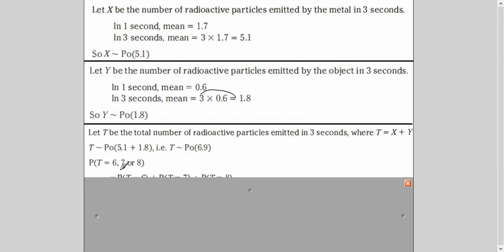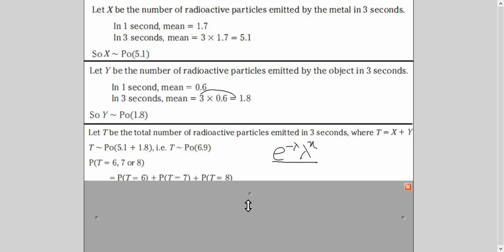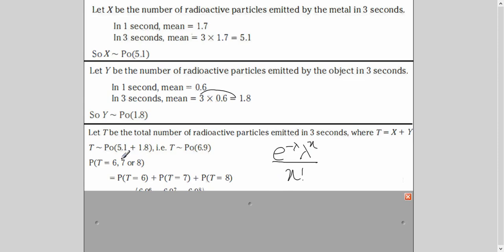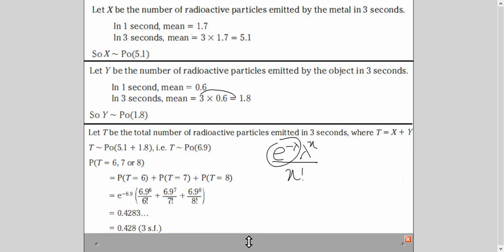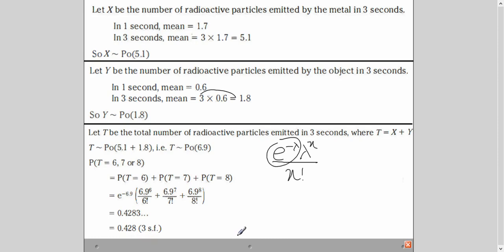I have to calculate the probability of 6, 7, 8. I will simply apply the formula for the Poisson distribution, which is e to the power minus lambda, lambda to the power x, over x factorial, and my x will be 6, 7 or 8 in these 3 cases. I will substitute in the formula, and because e to the power minus lambda is common in all, it has been taken out as a common factor. This portion is written here for 6, 7 and 8, and then you calculate and write your answer in 3 significant figures.